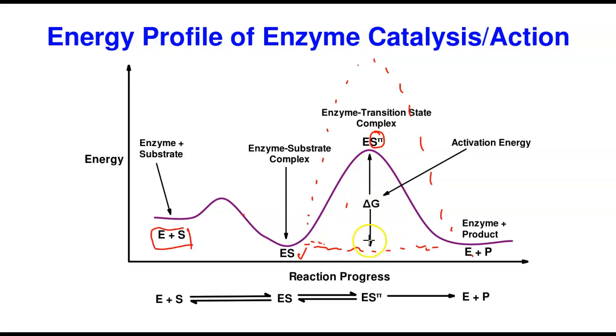So like I said, this energy, delta G, is the activation energy, which is the energy required for this reaction to take place. And like I said again, this energy here involving the enzyme is smaller.